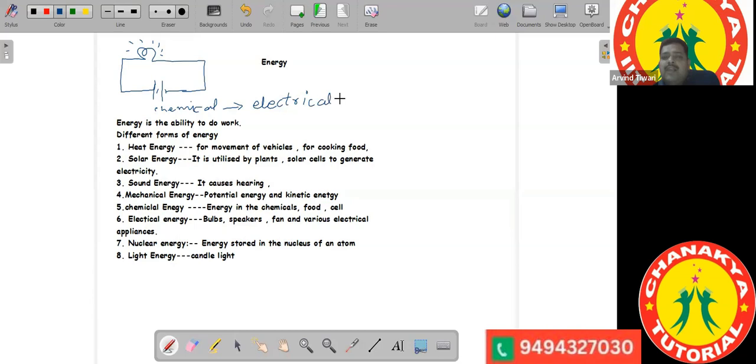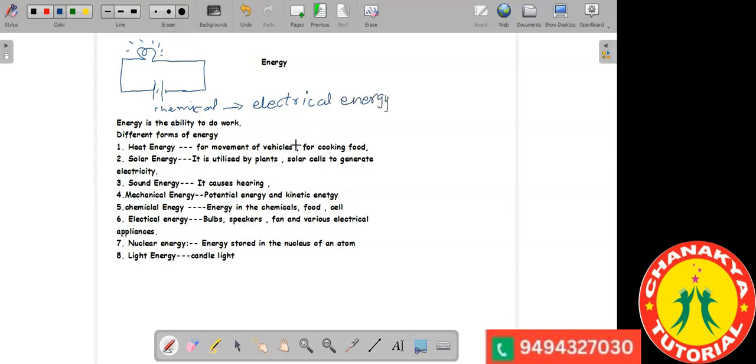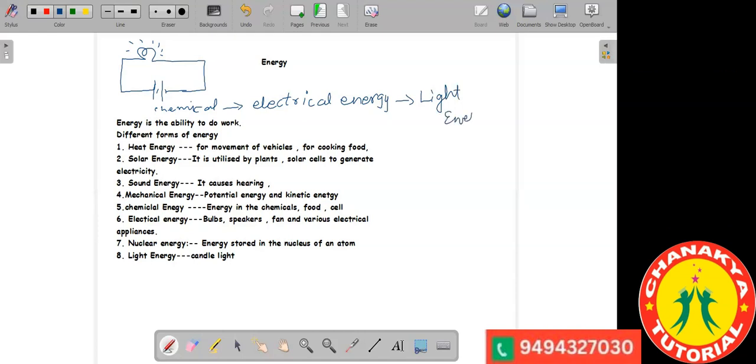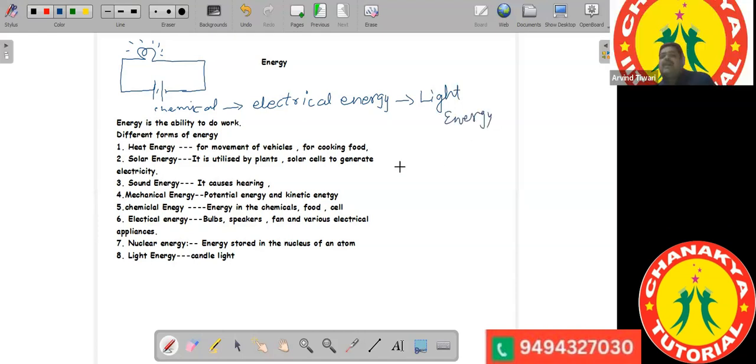Okay. And what you are getting from the bulb? Light. So maybe that would be solar energy. No, that's light energy. Okay. So from the bulb, you are obtaining the light energy, right? Chemical energy getting converted to electrical energy and electrical energy getting converted to light energy, right?